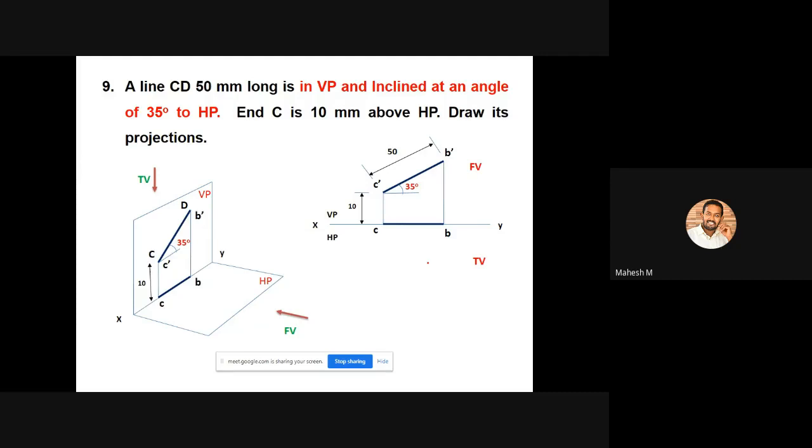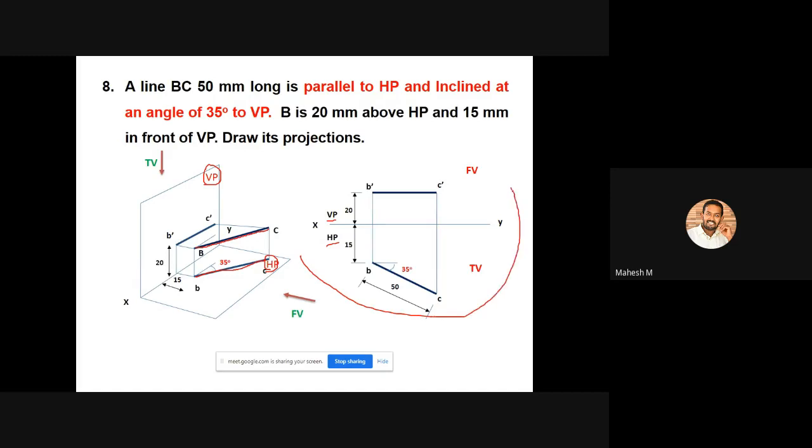Please remember this in your mind. You have to create a single reference line for each and every problem. So this one is our one single problem. You should not combine different problems and draw them together.